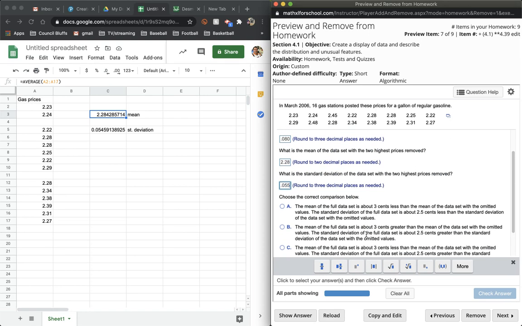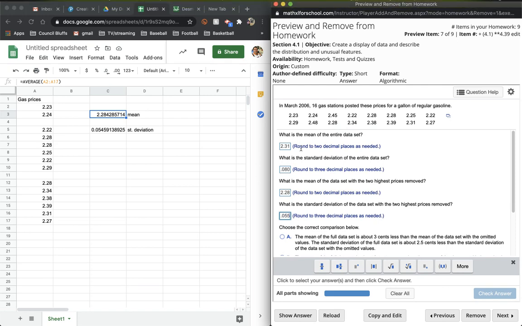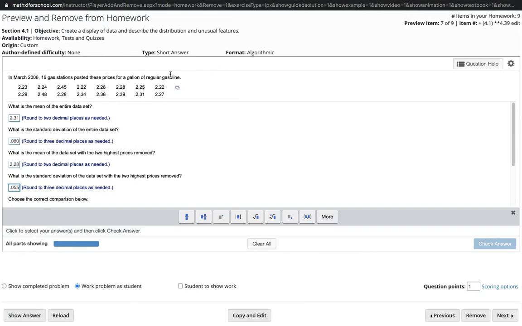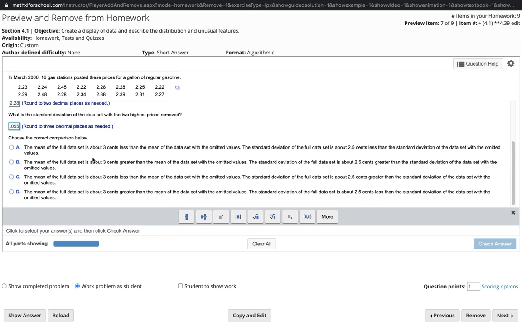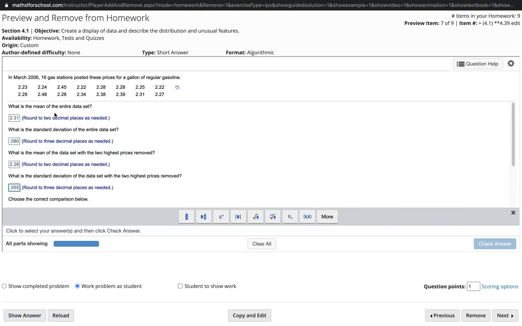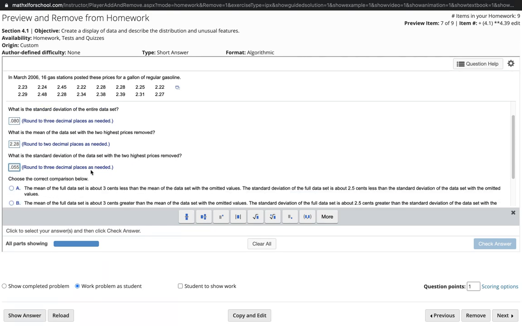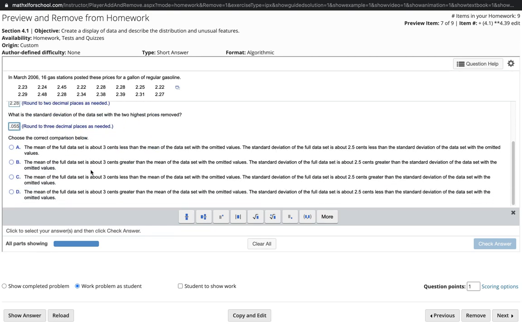Choose the correct comparison below. So let's look at our answers here. Let's first look at the mean. The mean went from 231 down to 228. So the mean of the entire data set is going to be 3 cents higher than it is down here. If I look at my choices here, again, the mean of the entire data set is 3 cents higher or 3 cents greater. So by process of elimination, it's either got to be B or D. The mean of the full data set is about 3 cents greater.